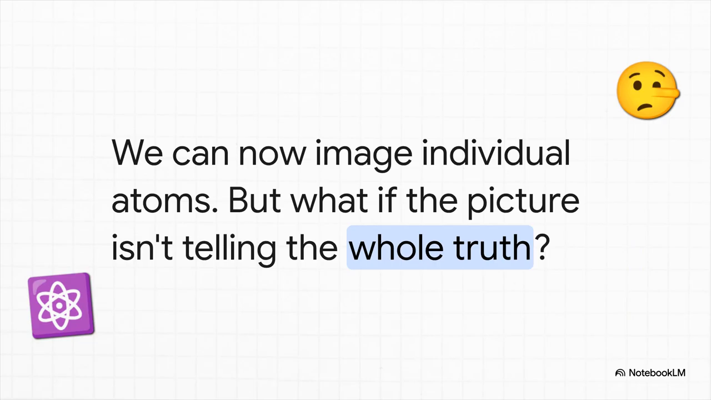So picture this. It's the late 1980s, and science has just pulled off something incredible. We can actually take pictures of atoms. I mean, wow. But there was a massive catch. The pictures weren't telling the whole truth. They were a bit of a lie. So the big question became, how do you find the real, honest-to-goodness signal when your image is full of static?